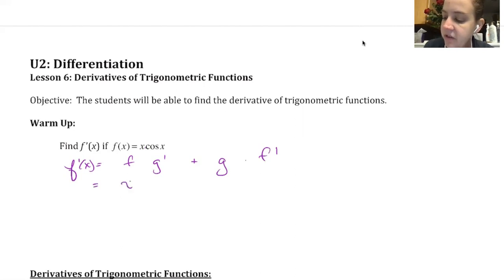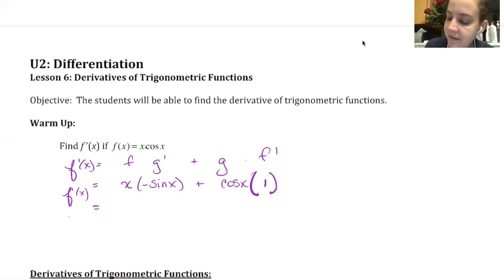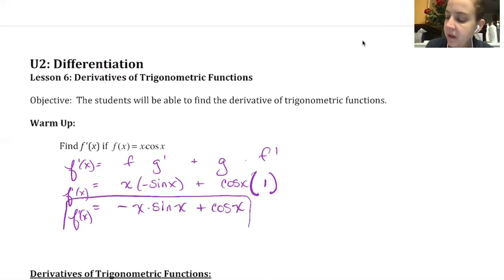F will be x. G prime is the derivative of cosine, which is negative sine. G is cosine. And f prime is the derivative of x, which is 1. So if I rewrite this, there's not a lot to do to simplify. I'm going to move the negative to the front so it doesn't accidentally look like subtraction and not write the 1. There you go, there's the derivative. There are no trig identities to simplify that with. There's nothing to factor out. That's as good as it gets.